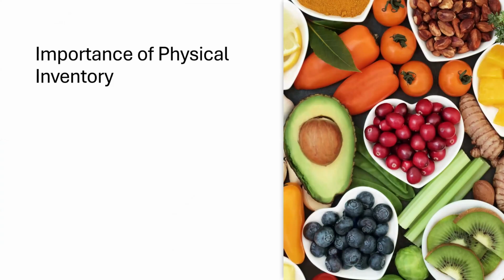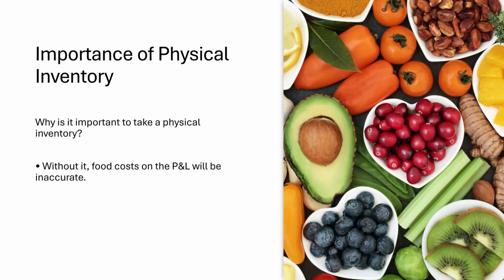Okay, moving over to the importance of physical inventory. We know, talking about the P&L, fixed cost, all that kind of stuff, but if you're not keeping track and being on top of your physical inventory, that could be an issue. We're going to investigate why it's important to take a physical inventory. Without it, your food cost, which is in your prime cost, on the P&L will be inaccurate. Not only will your food cost be inaccurate, your prime cost will be inaccurate, everything blows up. So you'll want to be on top of physical inventory of the products that you're selling.